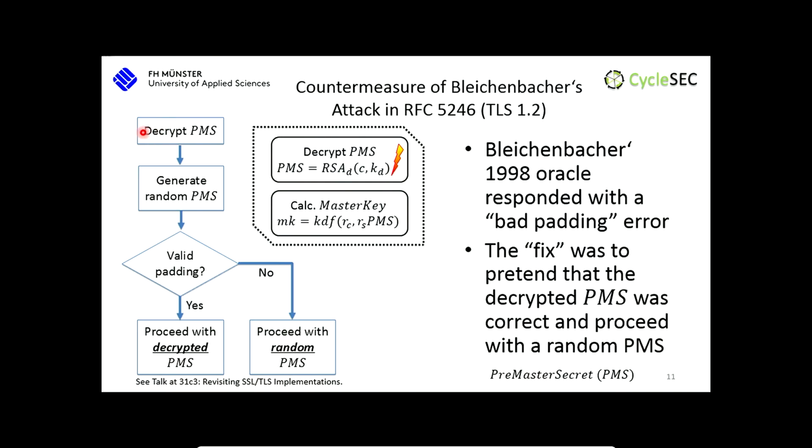So the server will decrypt the pre-master secret. It will always generate a random pre-master secret. And then, depending on whether the decryption succeeded or not: when it succeeded, it will proceed with the decrypted PMS. In the case where the decryption failed, it will proceed with a random pre-master secret that it just generated. And so this makes all the implementations that we looked at indistinguishable, whether the decryption succeeded or failed. So it's an implementation fix that is written in the RFC.